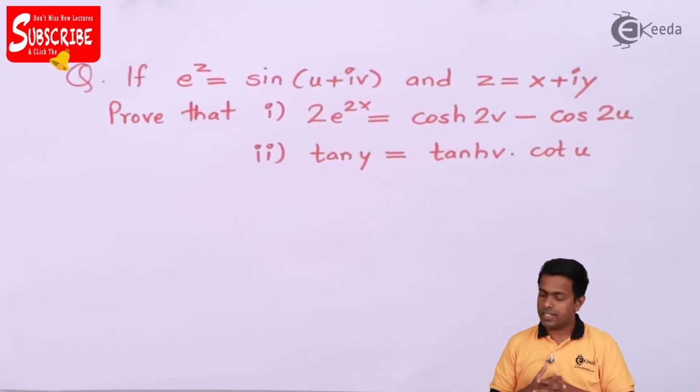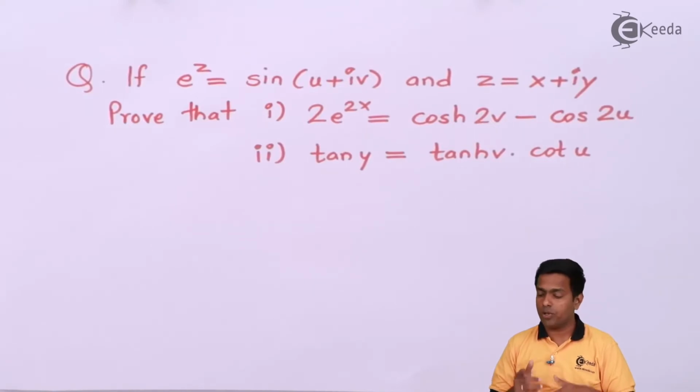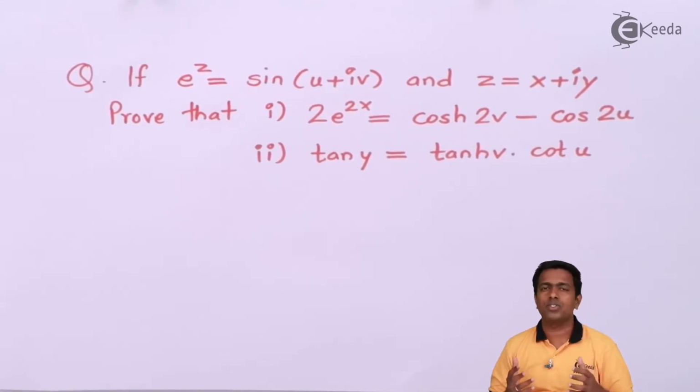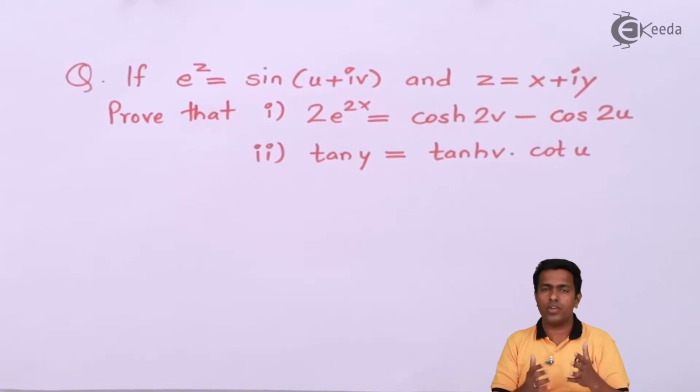So here e to the power z is given as sin(u + iv), and the value of z is x + iy. So we have to prove that 2 e to the power 2x is equal to cosh 2v minus cos 2u, and then we have to prove that tan y is equal to tanh v into cot u.